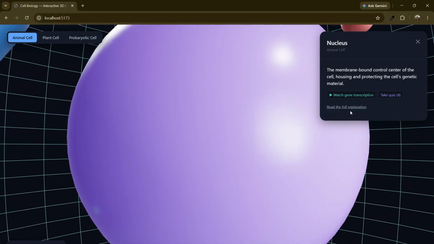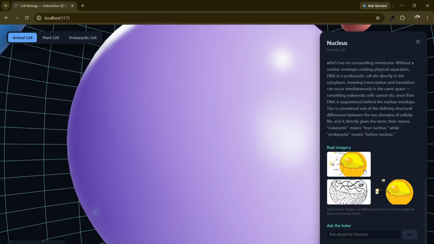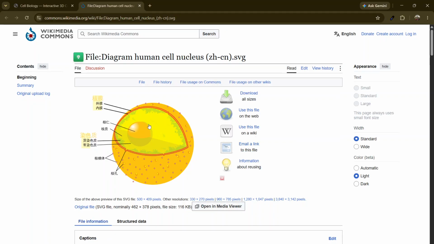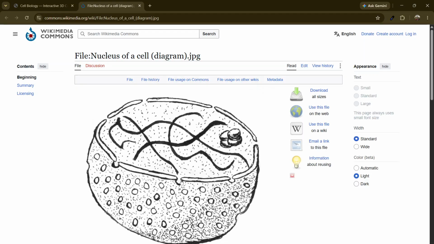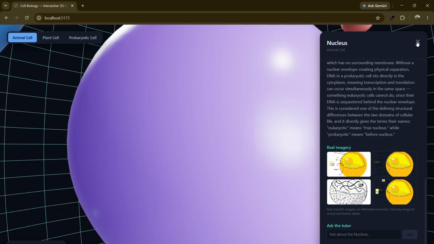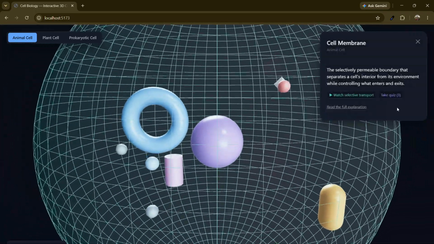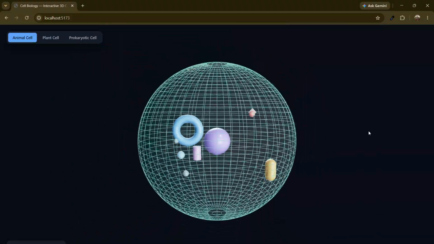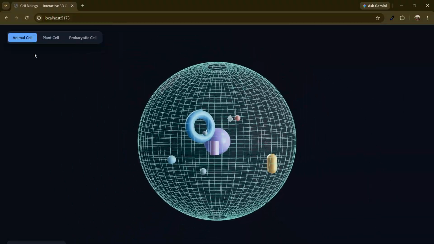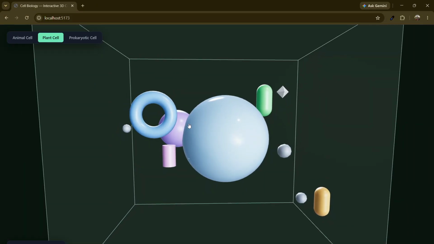This, of course, is the nucleus. Got some imagery here. Diagram, human cell nucleus. Okay, interesting. What else? I want to click on this one here. That's pretty cool. Kind of hand drawn. I'm digging that. Okay. All right, let's get out of this. Again, I can move this around, except maybe I shouldn't click on it though. I can click, move it around. All right, let's head on over to plant cells.